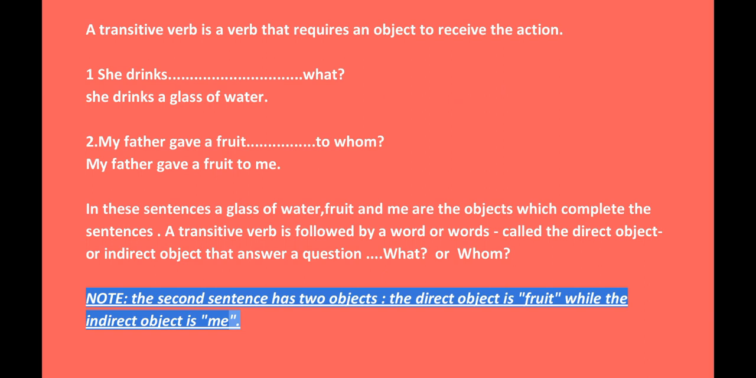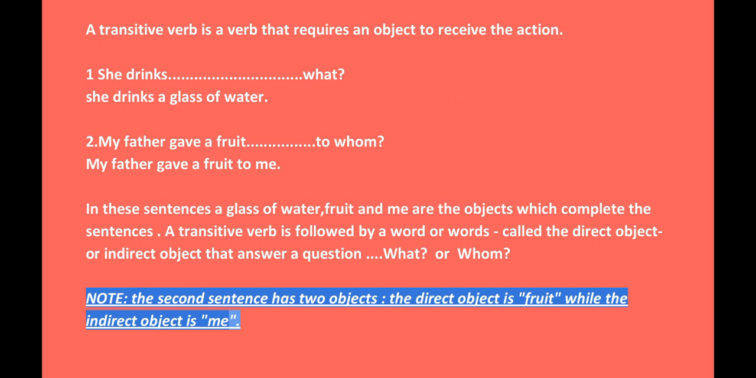Now look at the sentence. She drinks. Now the question is what? You get the answer. She drinks a glass of water. So children, the person or thing that receives the action of the verb is called object. And to know the object, you can ask the question what or whom after the verb. Like she drinks what? You get the answer a glass of water. So glass of water is object.